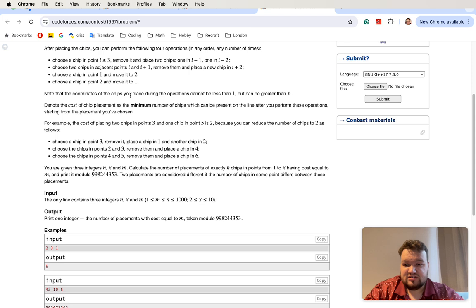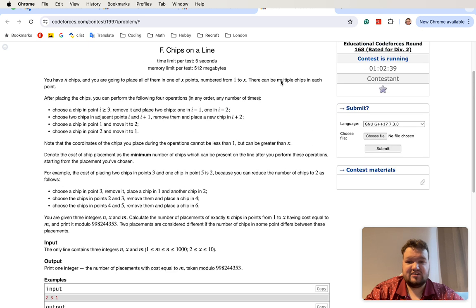The coordinates placed during the operations cannot be less than 1, but can be greater than x. So we start only from 1 to x, but they can get further away. Note the cost of chip placement as the minimum number of chips which can be present on the line after you perform this operation, starting from the placement you have chosen. So the placement we have chosen just describes the number that is stored in this Fibonacci system, and then we can write it as we want.